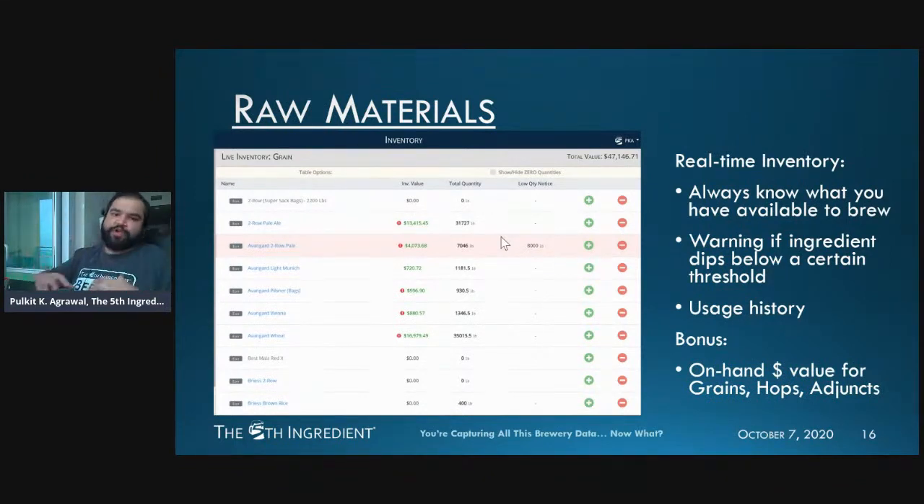And a really cool bonus that happens if you do this correctly, whether it's in a spreadsheet or a software, is that you should be able to, at a snap of a finger, understand the on-hand dollar value for grains, hops, and adjuncts, right? And this becomes super awesome and super powerful when you're looking at your balance sheet, when you're looking at aspects of understanding just what's happening at the brewery and really diving in to understand the true dollar value of just inventory that's sitting around.